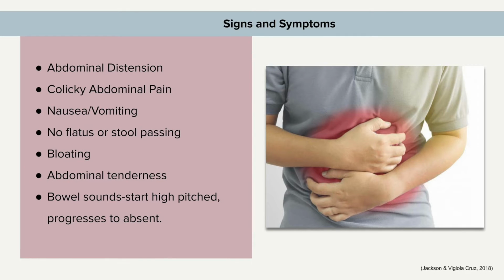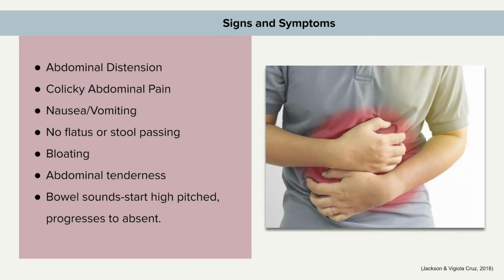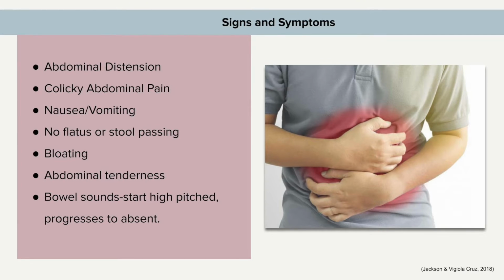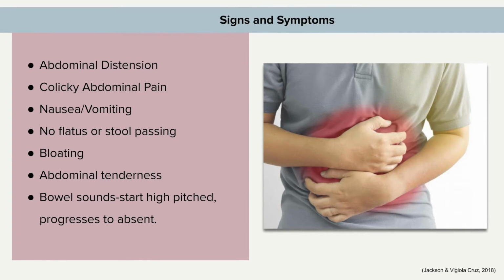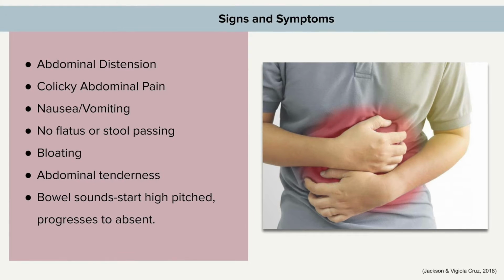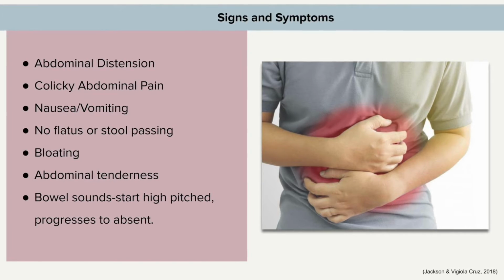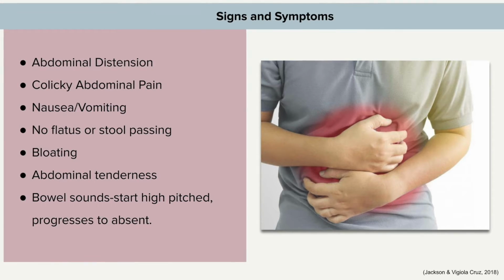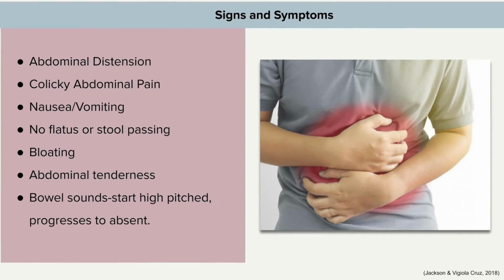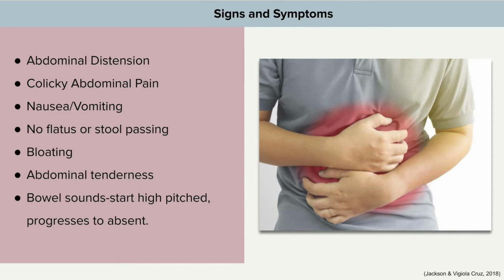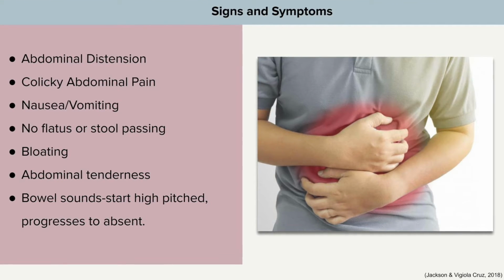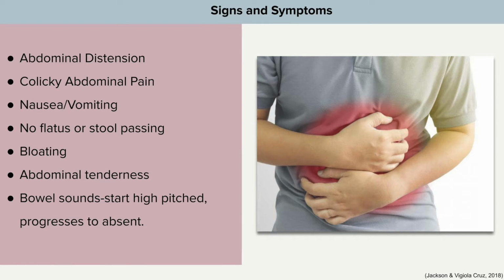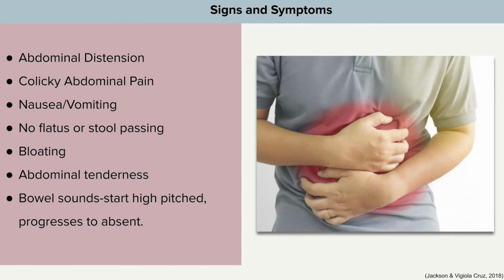Signs and symptoms. Obtaining a thorough history and physical is essential in determining the degree of treatment needed. So a patient would come in having abdominal distension. They could have colicky abdominal pain, which is just a feeling of severe gas pains, nausea and vomiting. They won't have flatus or stool passing. They could have bloating, their abdomen would be very tender, and their bowel sounds can start off high-pitched, but will progress to be absent.